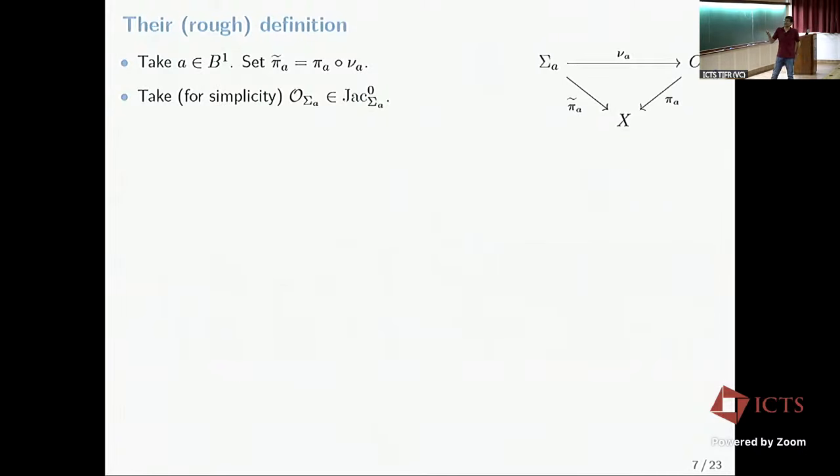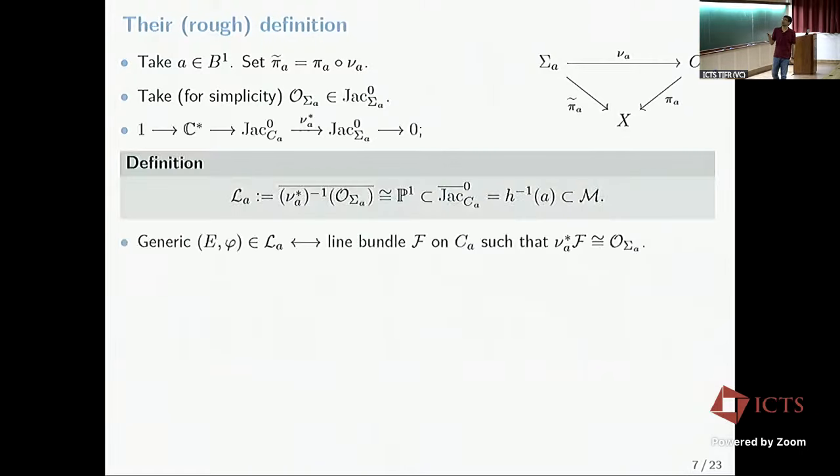And just for the purpose of simplicity for this talk, take this point in this Jacobian corresponding to the trivial line bundle on the normalization. So we have this map again that I told you about, and here's the definition. I'm putting in symbols what I said in words. I'm taking the fiber here and taking the closure. And this is going to be a P1.